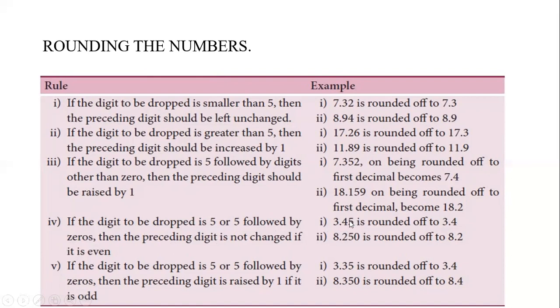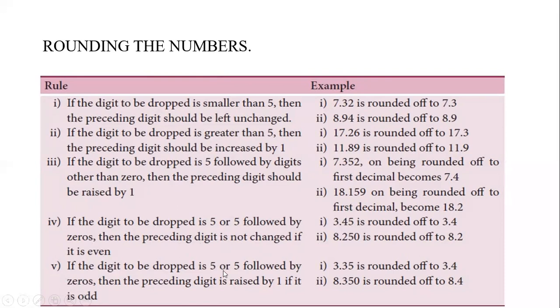Why? Because if the last digit to be dropped is 5 or 5 followed by 0, then the preceding digit is not changed if it is even, and we know that 4 is an even number, so you can simply write it as 3.4.